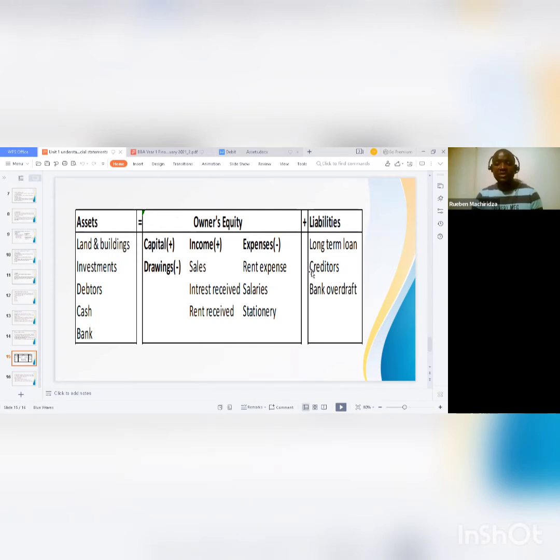Again, we cannot have creditors for a long period, because remember, they also need this money to sustain their operations. So they are current in the sense that we have to pay as soon as they want that amount, or at the agreed period. And then we have a bank overdraft.